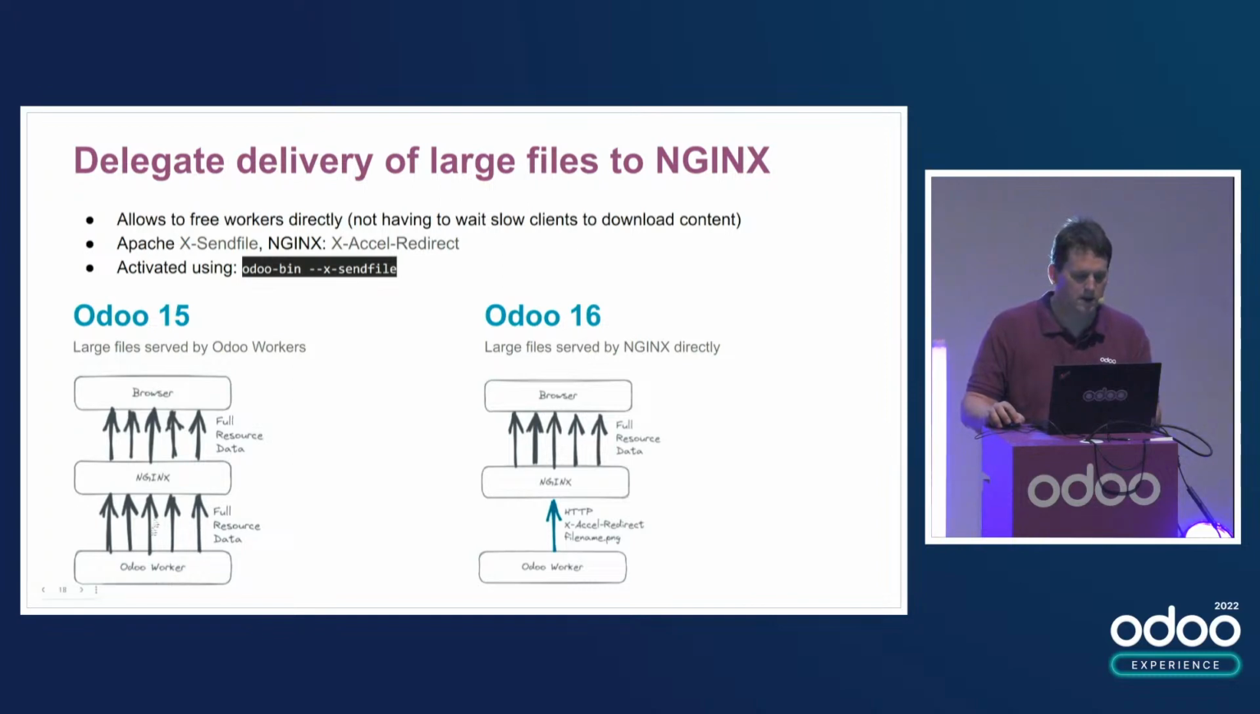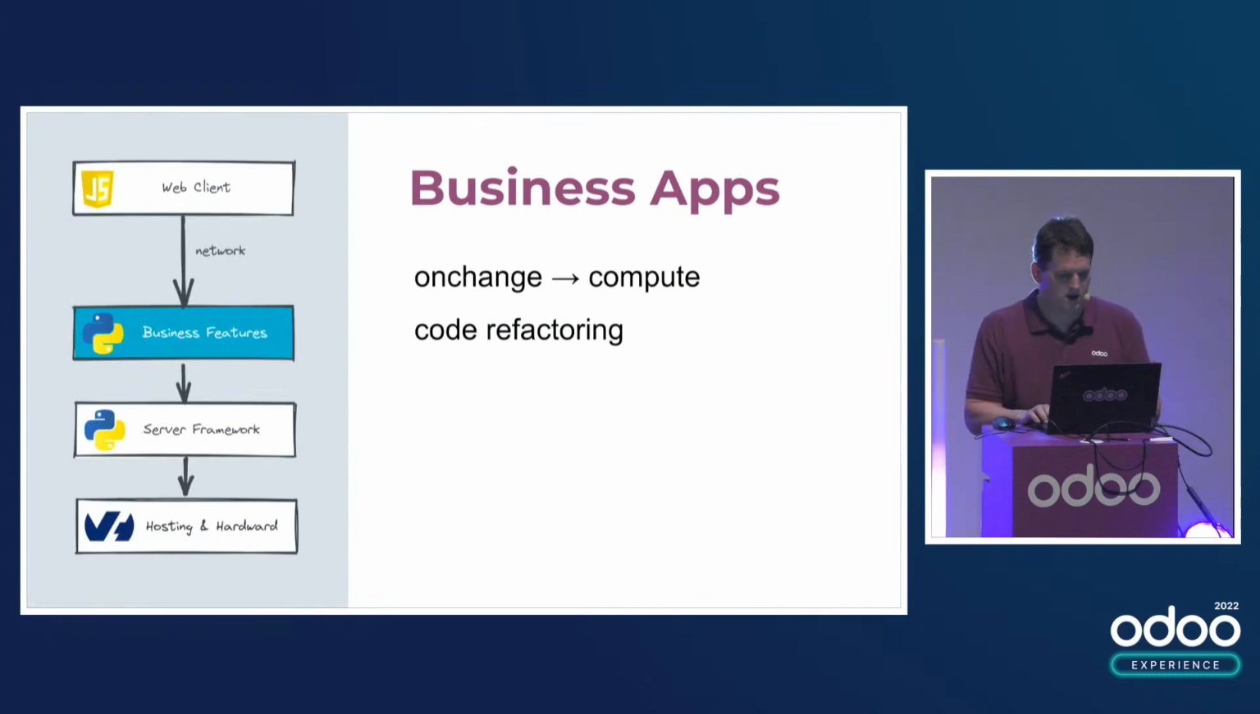Before, when you made a request, the browser had to download everything from Nginx, and Nginx had to request everything from the Odoo worker: all your assets, CSS, JavaScript, and everything. Now, for most of the assets, we don't send the asset, we just send an HTTP X-Accel-Redirect metadata to Nginx, and Nginx can send the documents to the browser itself. That frees the Odoo worker directly, so that one single worker can handle way more transactions than usual. That was for the business apps.